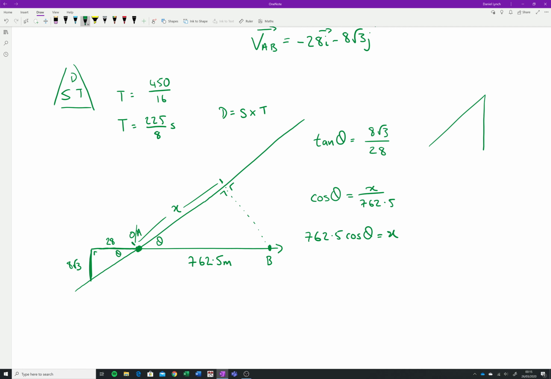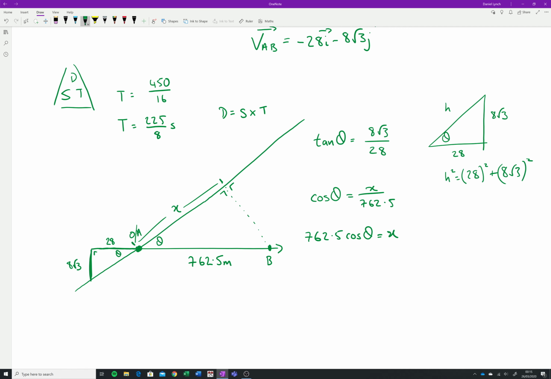So good idea to do this, I think. We have theta, tan is opposite over adjacent. So we know that that's 8 root 3. The adjacent is 28, and we just want to get the hypotenuse. So h squared is equal to 28 squared plus (8 root 3) squared. So I'll just type that into the calculator.